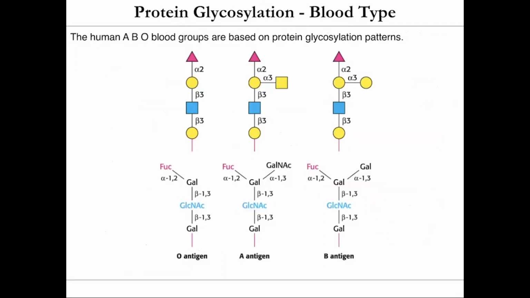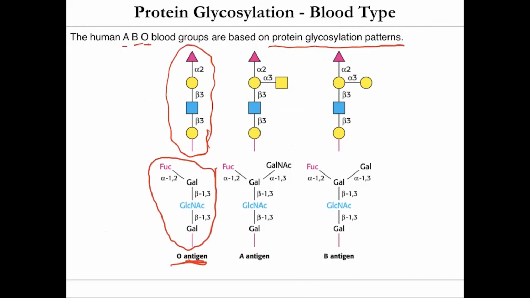So this protein glycosylation is also involved in something that you're probably familiar with, which is blood groups. So in humans, we have A, B, and O blood groups, and then different subgroups off of that. What those are based on are protein glycosylation patterns on the outside of red blood cells. So if you have the O antigen, you would have a glycosylation pattern outside the red blood cell that's shaped like this. If you have the A blood group, it's going to have this extra group over here. And if you have the B blood group, it's going to have an extra position over there.